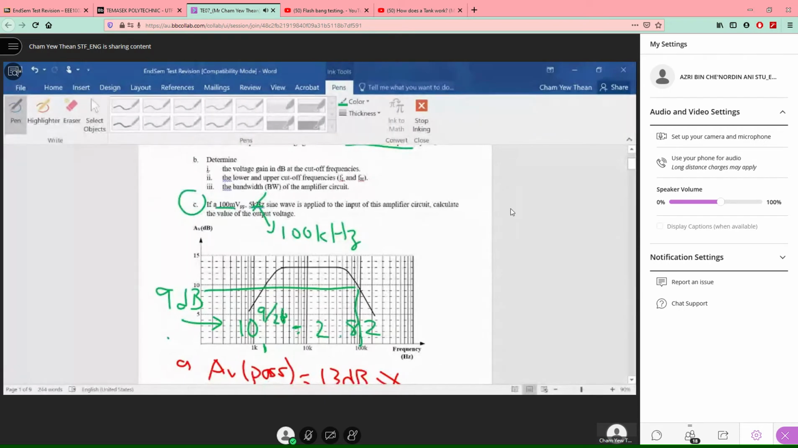So your voltage gain is only 2.82. Therefore, your output voltage magnitude will be 2.82 times 100, so you get 282 millivolt. The frequency does not change. It's not changed by the amplifier. It's still a 100 kilohertz signal. So is that clear about how to solve this kind of problem? Yes. Okay, good.